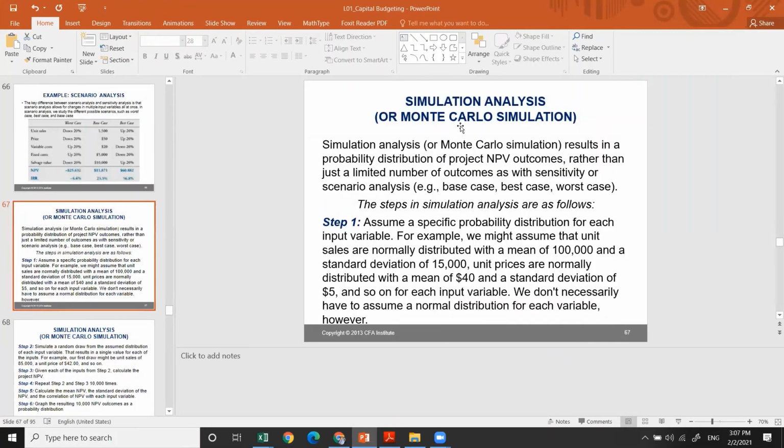And we perform the simulation analysis, which is Monte Carlo simulation, giving a probability distribution of the project NPV outcomes rather than just a limited number of outcomes as sensitivity and scenario analysis do. We arrange the projection of the cash flow so that it randomly selects the numbers. We do not project it; the computer randomly selects any numbers. You give a function in Excel and it randomly selects the numbers. I will show you how it's performed, so you can easily have access and see how it works.